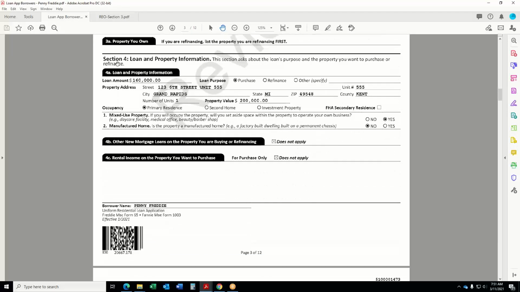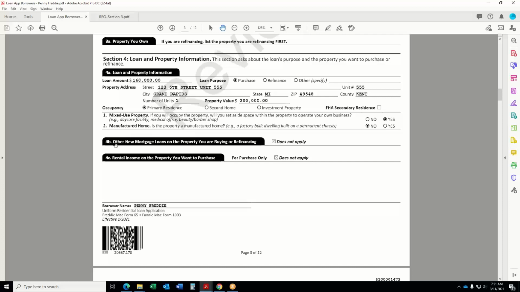Moving into section 4, we're finally at the point where we're collecting information on the subject property and the loan information. So it lists out an estimated loan amount, the purpose of the transaction, address, number of units, and estimated property value. We're also collecting the occupancy type in this section, and the application is printing 2 new questions for us. This is the mixed use indicator and a manufactured home indicator.